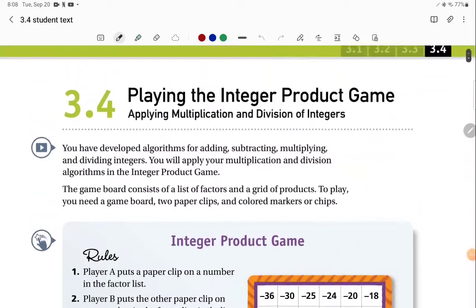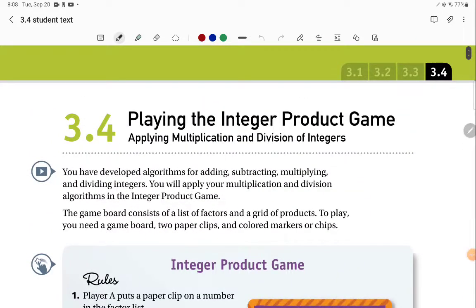Okay, so let's take a look at 3.4, which is playing the integer product game, and this should be a very short video because all I'm going to do is explain the game and how to play the game, and then you're going to play it with fellow students, classmates, your parents, your siblings, whatever the assignment is.